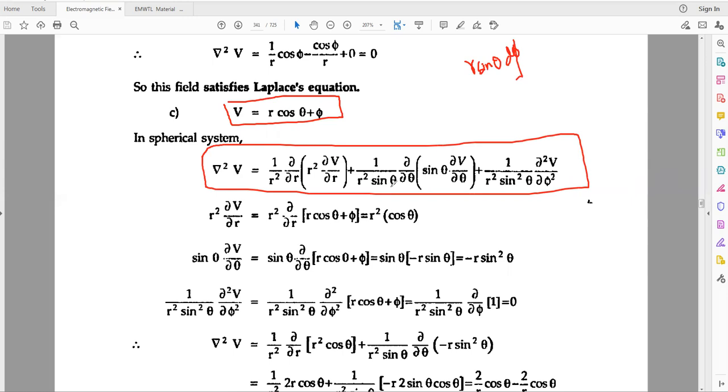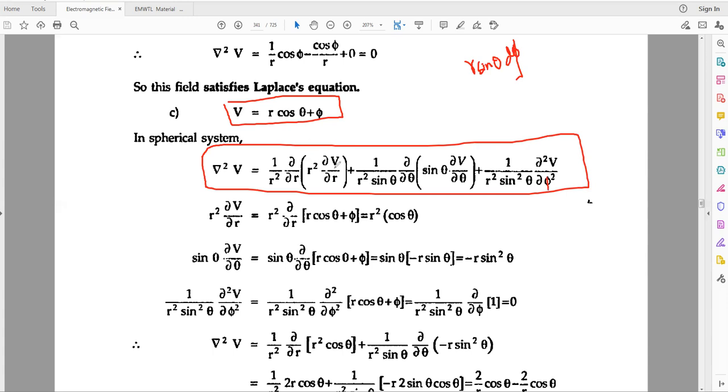Okay, so (1/r sinθ) ∂/∂θ of (sinθ ∂V/∂θ) plus (1/r² sin²θ) ∂²V/∂φ². Use this formula to check the Laplace equation by substituting the potential V = r cosθ + φ.